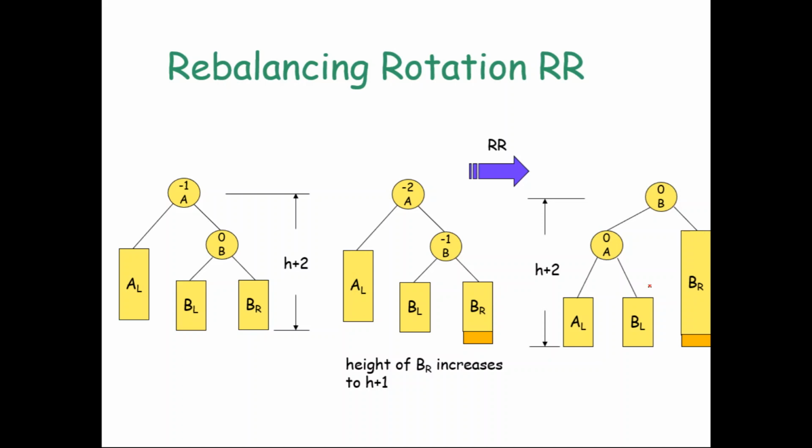So similarly, next let us see how we rebalance for the RR case, right rotation. Again, this is the balanced tree. Here the balance factor for A is -1, B is 0. But here, in the right of B, one more node is added. When you do this insertion, the tree becomes imbalanced, so the balance factor of A becomes -2. So now the tree is unbalanced and you have to perform some rotation.